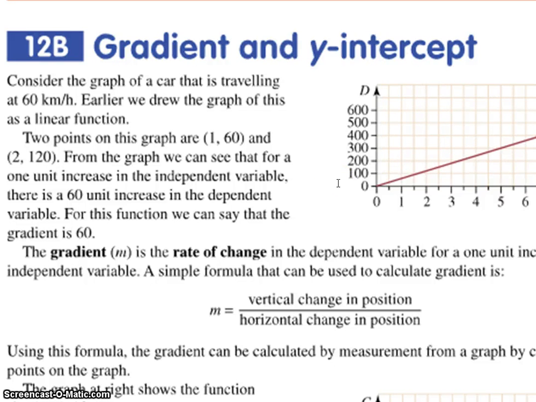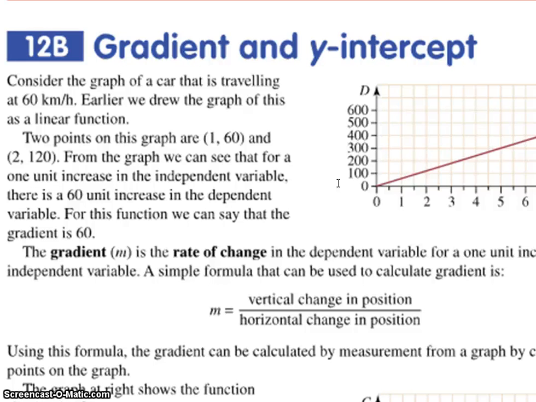Okay, guys. All right, we're having a look at gradient and Y-Intercept now. So we're up to B, 12B. We were talking about that car that was travelling at 60 kilometres an hour. We looked at that in the earlier examples. There's two points on the graph we'll look at.